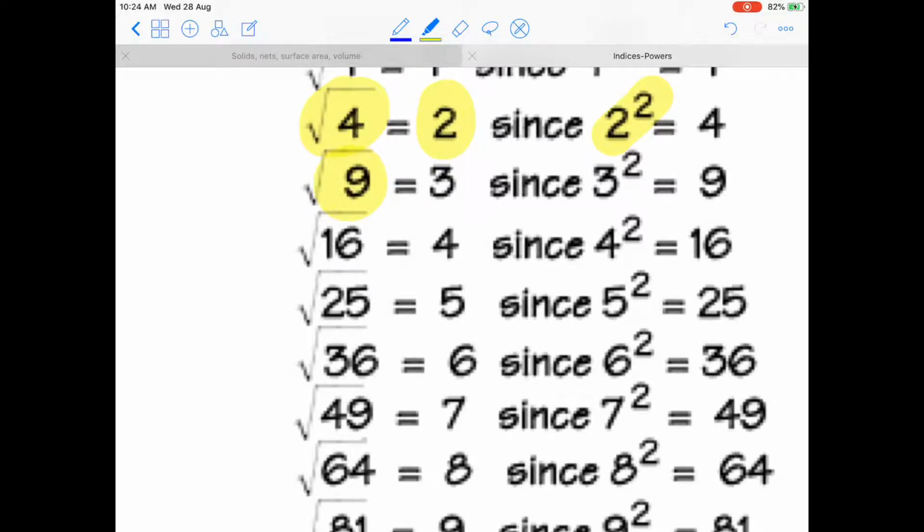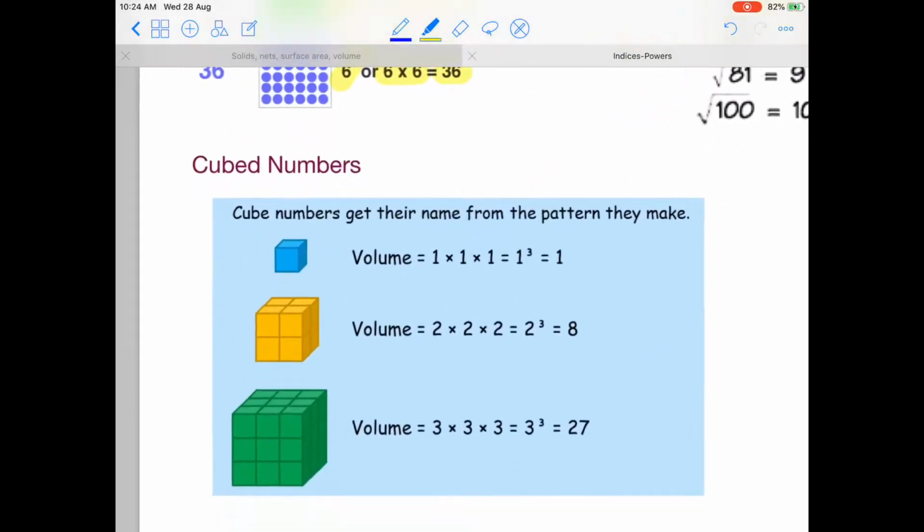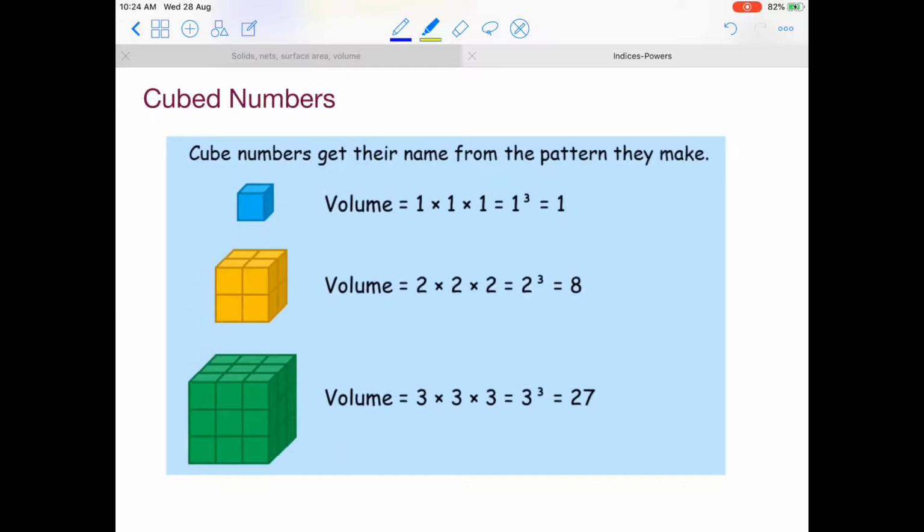Then the square root of 9, we know that 3 times 3, or 3 squared, is equal to 9. So the square root is 3. Similarly, the square root of 16 is 4, the square root of 25 is 5, and the square root of 36 is 6. Now we will go on to cubed numbers.